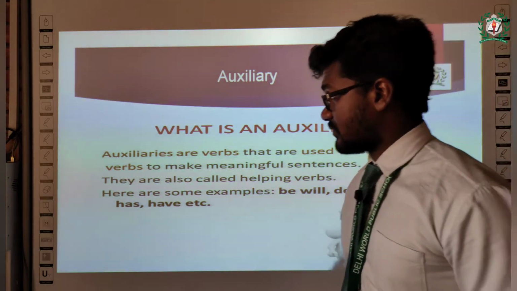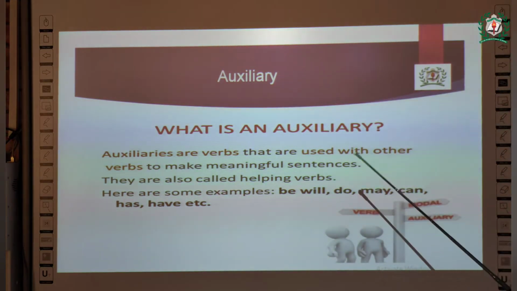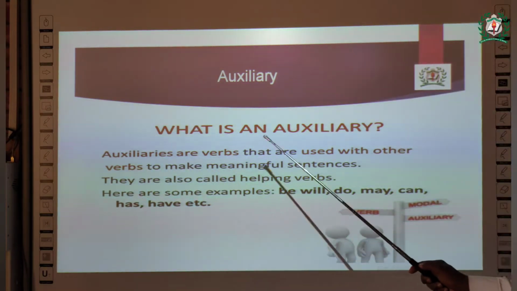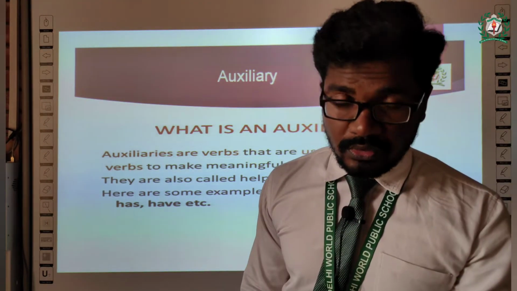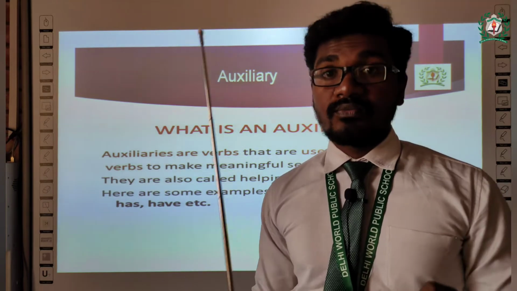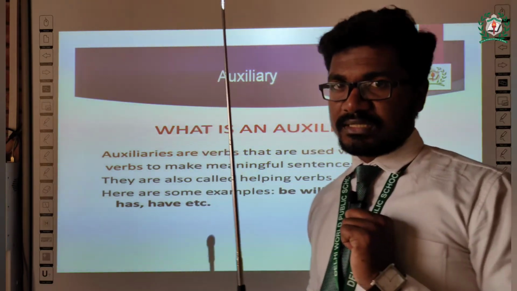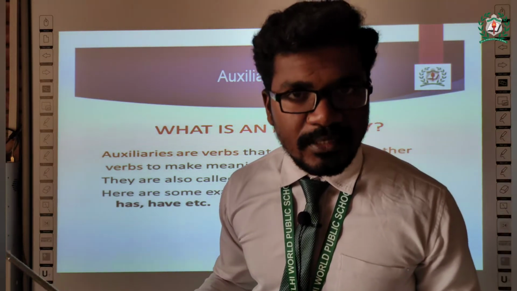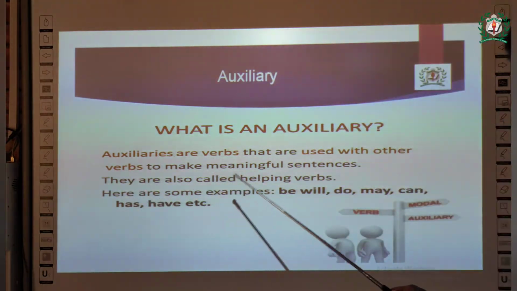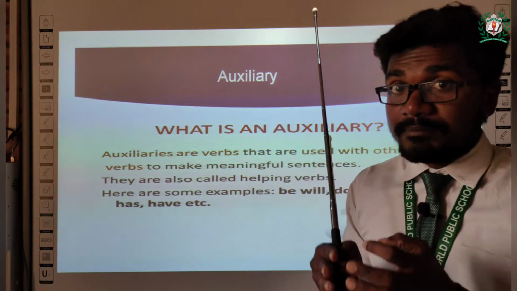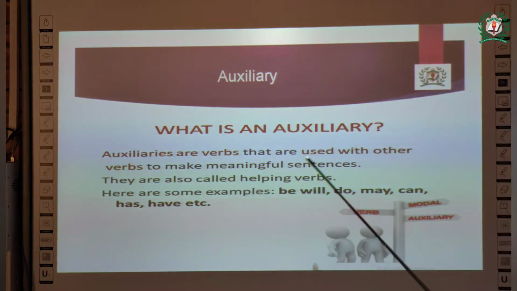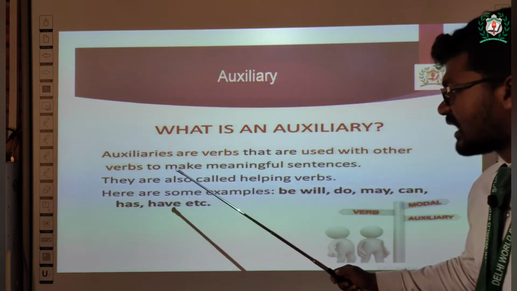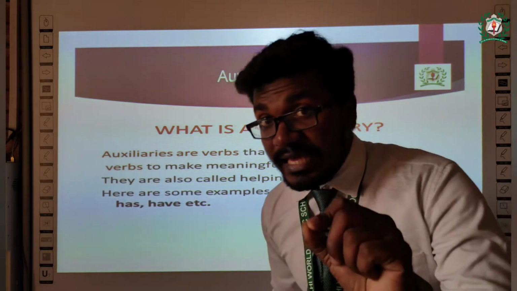What is an auxiliary? Auxiliaries are verbs that are used with other verbs to make meaningful sentences. Auxiliary verbs are added to the other verbs to give meaningful sentences, otherwise it will not be a meaningful sentence. They are also called helping verbs, as they are helpful to make the meaningful sentence. Here are some examples: be, will, do, may, can, has, have, etc. These are said to be auxiliaries.